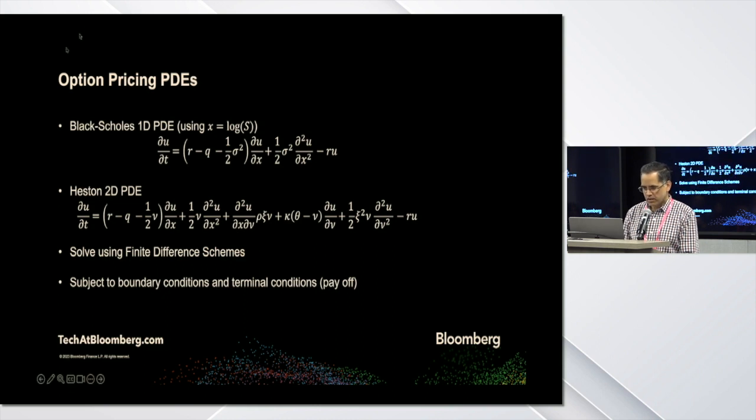I'm just showing you here the Black-Scholes and the Heston PDEs. As you can see, in the case of Black-Scholes, you have one time variable and one space variable. And Heston has two space variables and one time variable. So you need to know the derivatives with respect to both the variables and the cross derivatives. So it's much more complicated to solve this PDE.